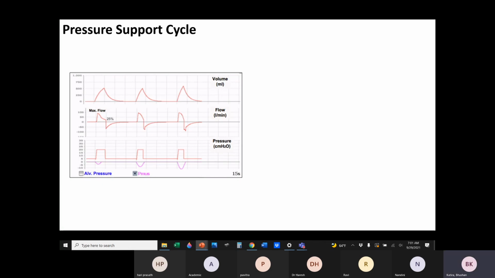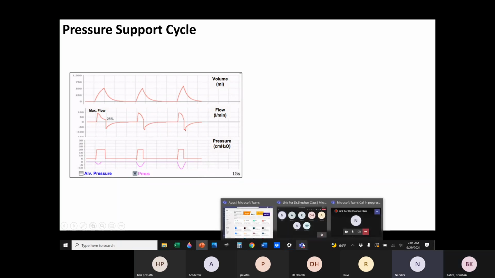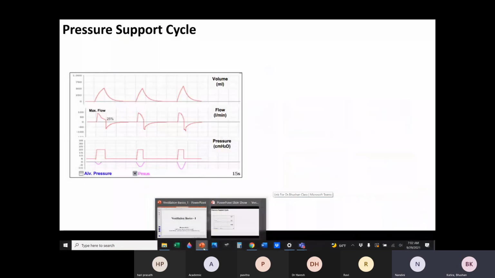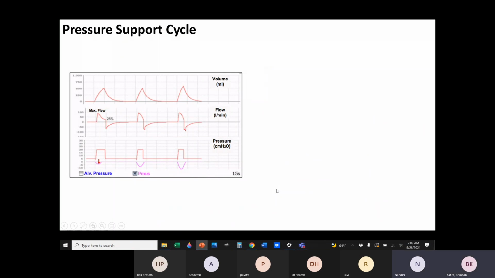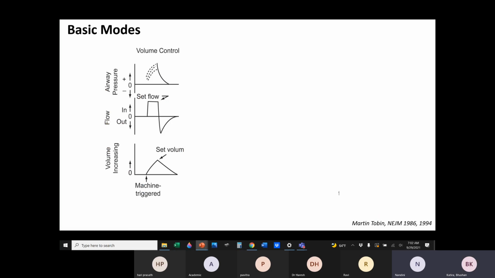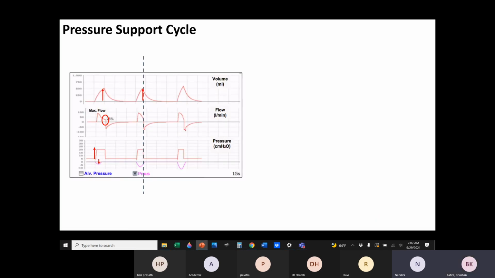So far, so good? Yes, sir. Great. Now let's go to pressure support cycle. Are we good to go ahead, or should we stop here for today? I think it's better also because not many people are there. Okay, you want to stop? It's your wish, sir. If you want to continue, it's okay. I think we are very close. Let's just do this pressure support and then we'll take it from there, okay?